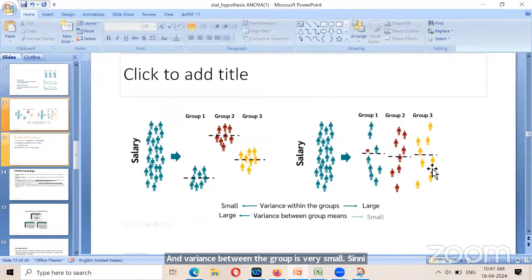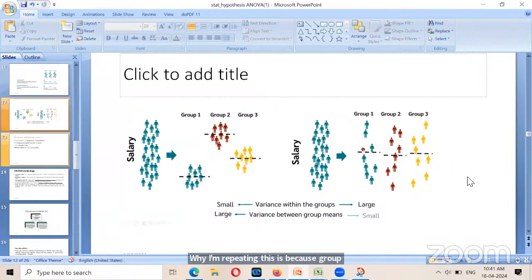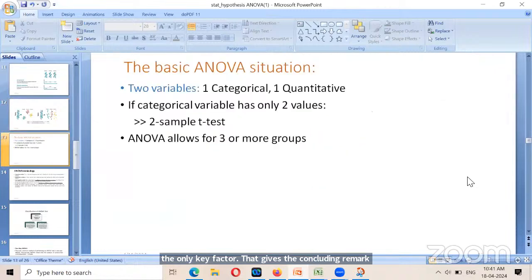So variance between the groups is very small here, right? Why I am repeating this is because group variability is the key factor that gives the concluding remark and affects the result of the ANOVA test. So in a basic ANOVA situation, there are two variables, one categorical and one quantitative. These are also called factors. Now, what is a factor? A factor is nothing but the categorical variable. In the basic ANOVA situation, as you can see, the first is categorical and the other is a quantitative variable.